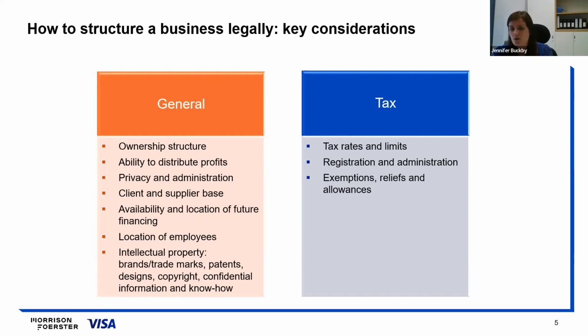The third point to bear in mind is around privacy and administration. There will be filing requirements and some level of public disclosure for limited liability partnerships and companies limited by shares. You have to register at Companies House and file certain forms publicly. The fourth point to bear in mind is, what do you envisage will be your client and supplier base?